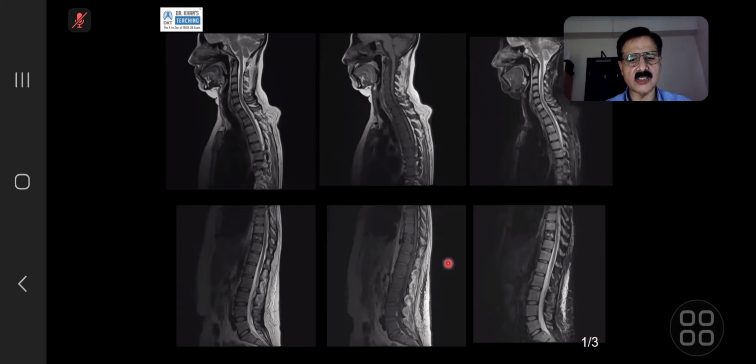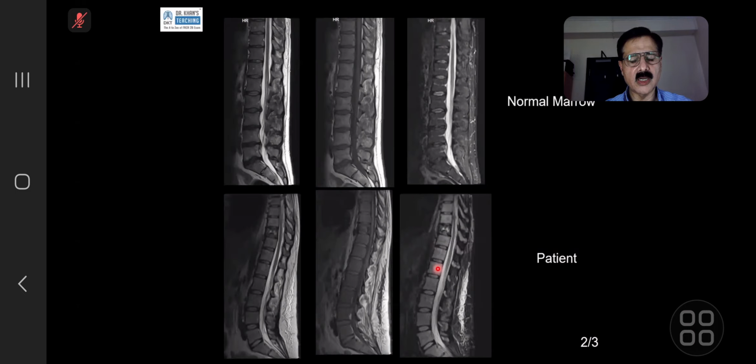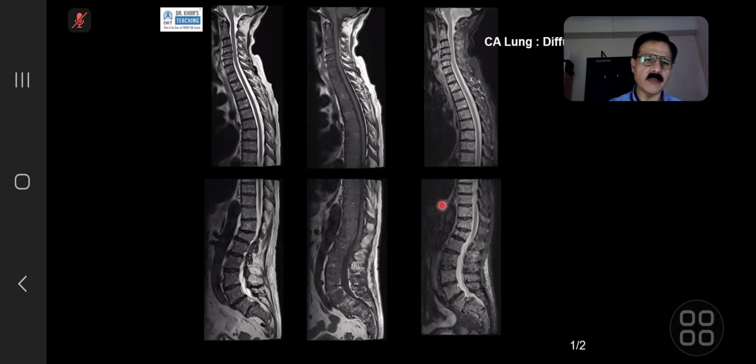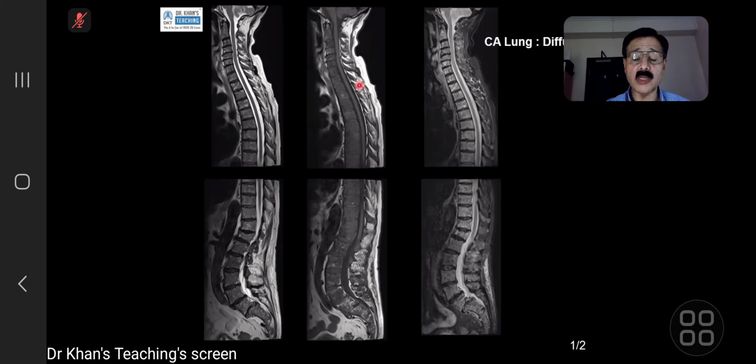So this is the same case which I was showing you, and you can see here that it is abnormal. Compare this with this one. So this is diffuse abnormal marrow, and diffuse abnormal marrow is an important exam case because if you have not developed your eyes, you are not going to pick it up. This is a diffuse marrow abnormality of the whole spine, because of carcinoma lung metastasis.